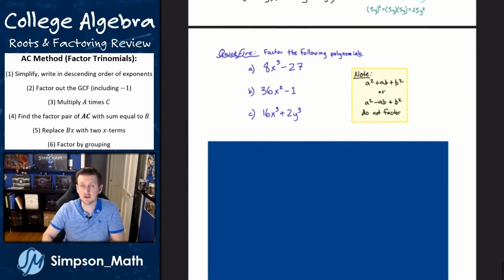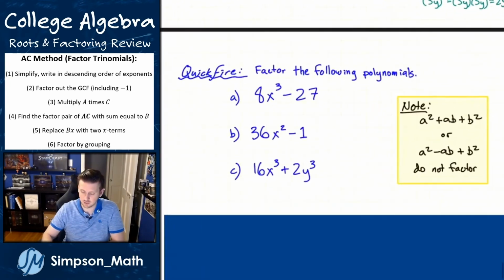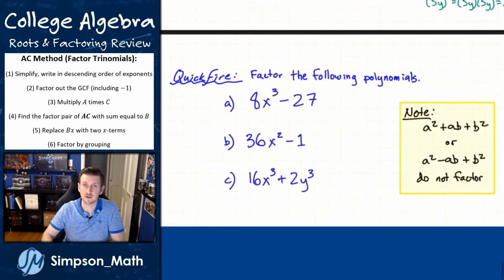All right. So next I have a little quick fire challenge. I have 8x cubed minus 27, 36x squared minus 1, and 16x cubed plus 2y cubed. And here's my note that those don't factor. So what I want you to do is to factor those polynomials using those above formulas. I'm not going to tell you which is which. That's your job. You need to figure it out and apply it. Remember to always check for GCF first. All right, pause the video. Try these 3 on your own.